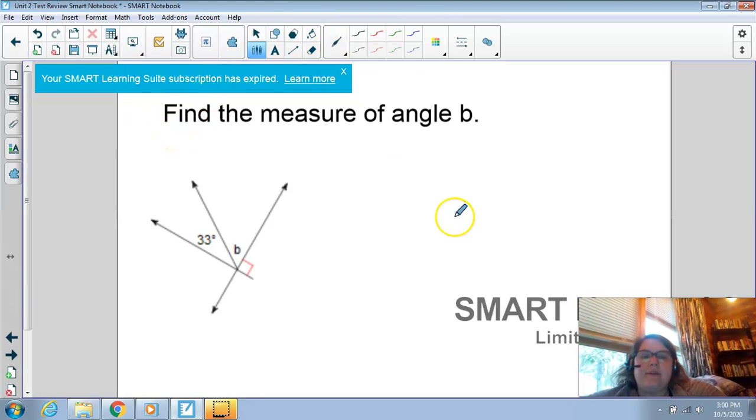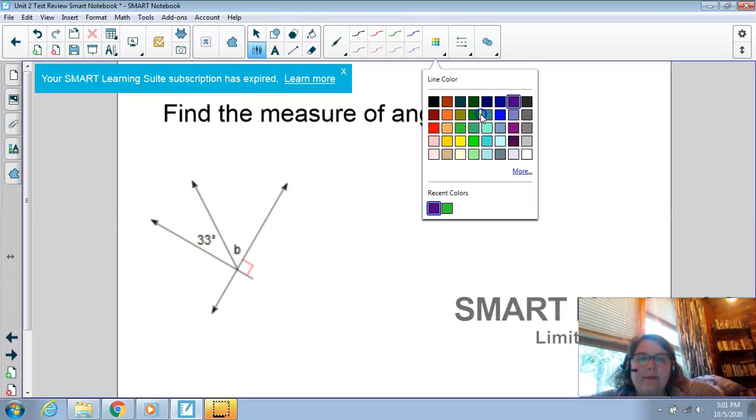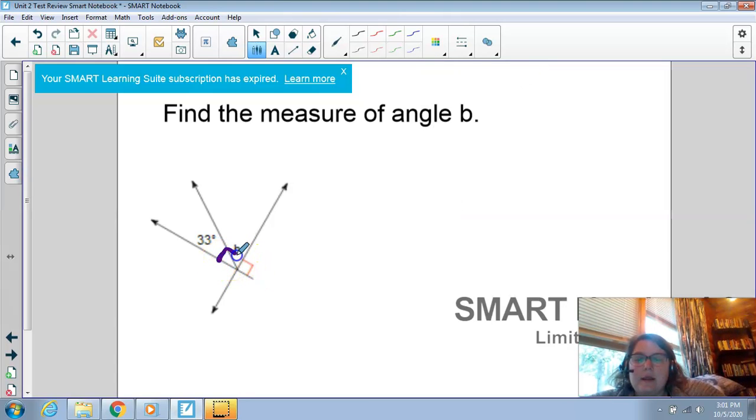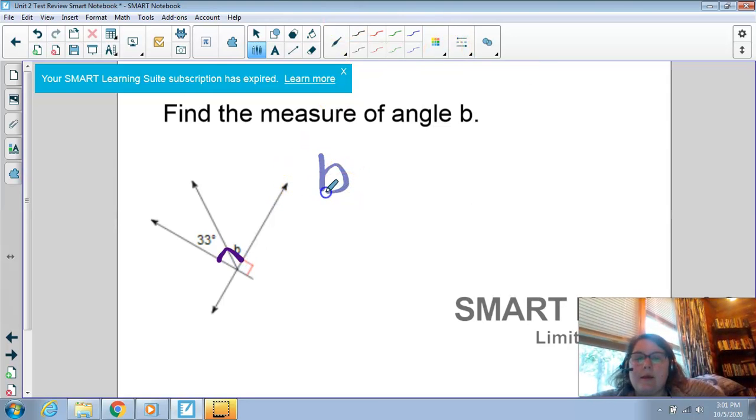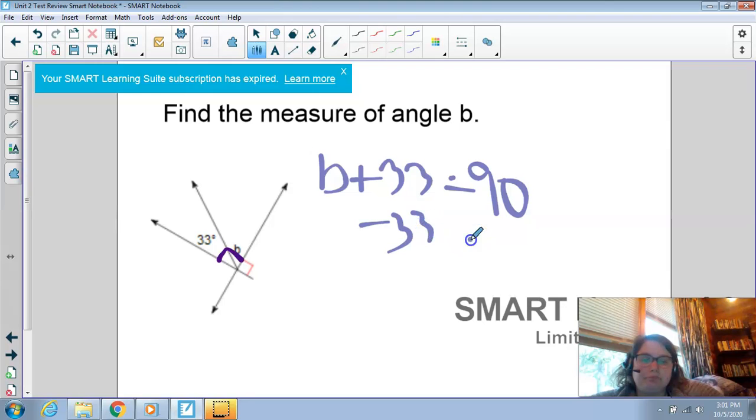Third question, find the measure of angle B. Angle B is right here, and we have this right angle symbol right here. If I have a right angle symbol on one side, I have a right angle on the other. So that means that B plus 33 is equal to 90. Then to solve, I'm going to subtract 33 from 90, and I end up with B is equal to 57 degrees.